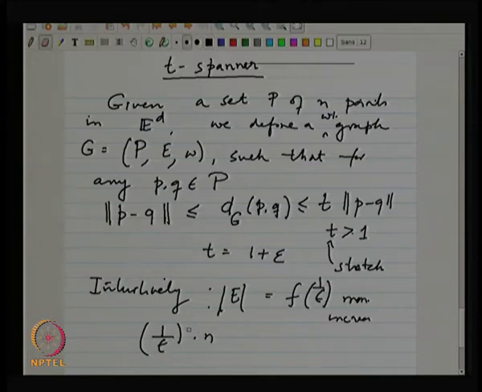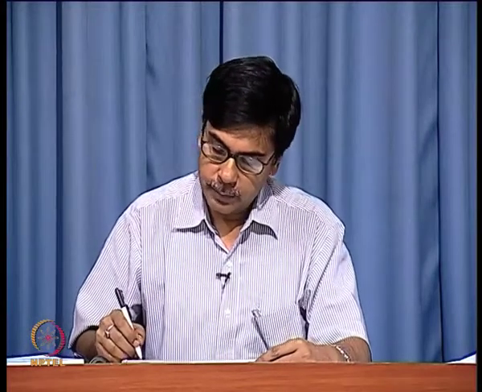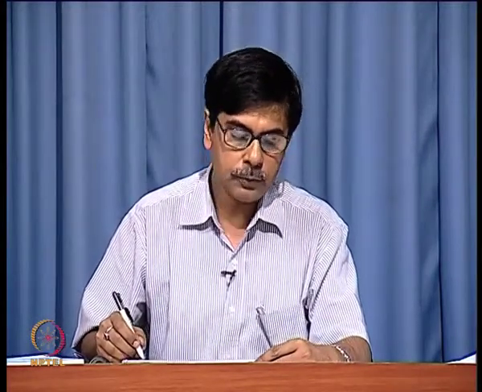So, perhaps it could be exponential in 1 over epsilon and dimension. So, as you increase the dimension, these things become harder. Now, it has been pointed out in some of the previous lectures that we already know of one such spanner.